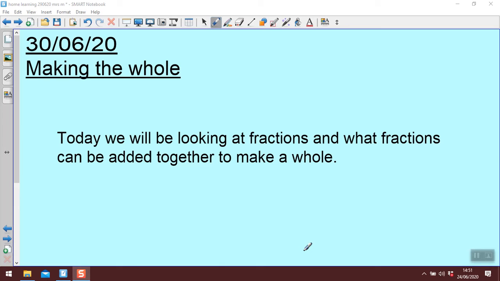Hi Mrs Mitchell's group, this is your second lesson this week on fractions, and today you'll be making the whole. So today we will be looking at fractions and what fractions can be added together to make one whole.